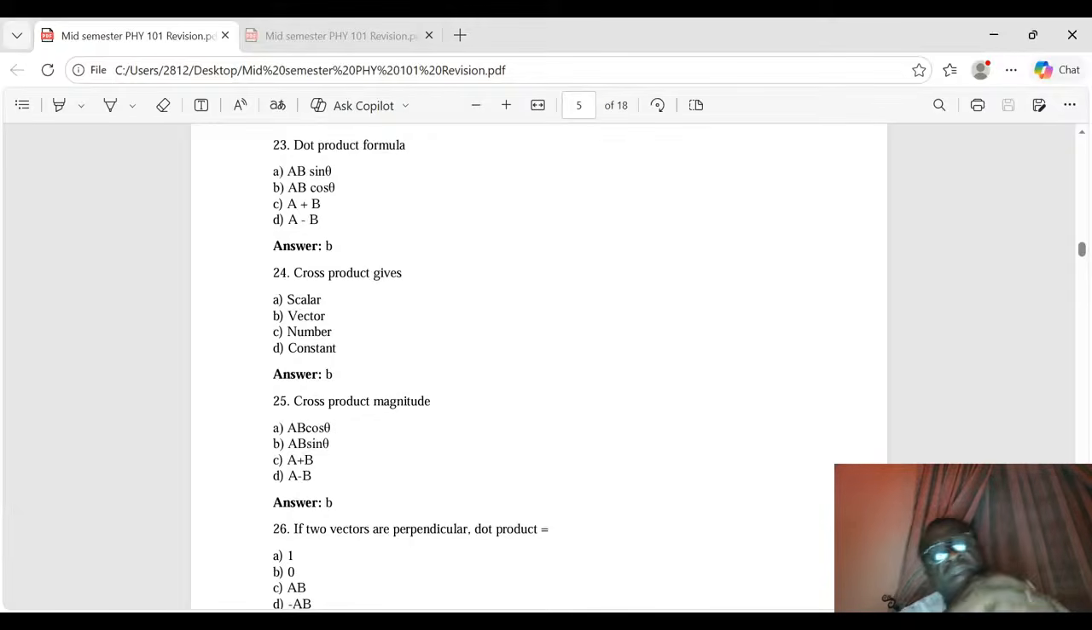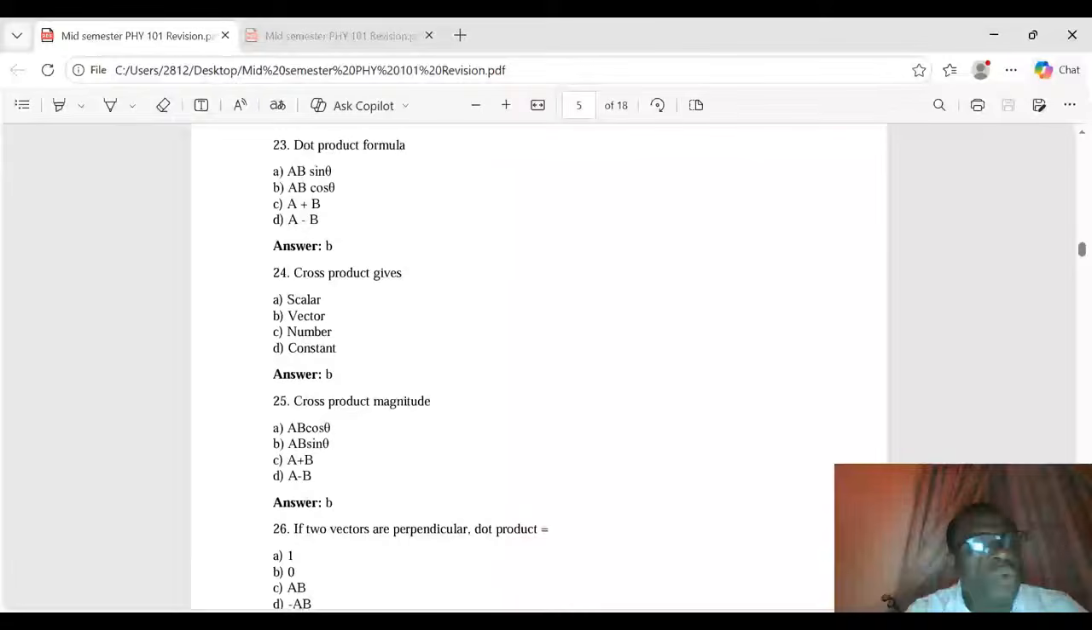Question 25. Cross product magnitude is AB cos theta, no, AB sin theta, which is the correct one. The answer is B.